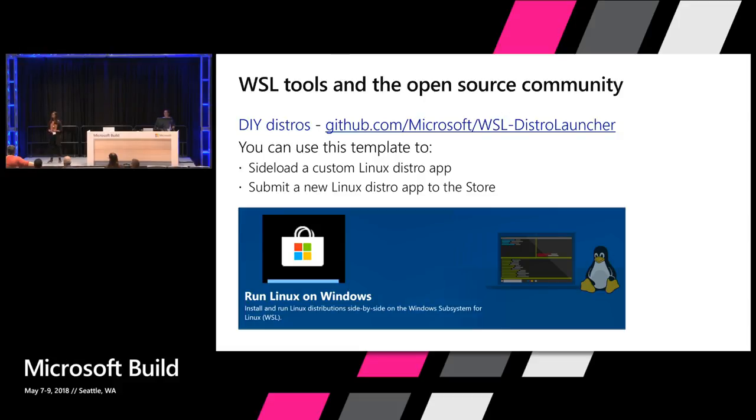With that, if you are a distro owner or maintainer, you can also submit your distro to the Microsoft Store. You can email us. We'll walk you through the process of getting through the store as well. So this is your best path to sideloading a custom distribution. It's all open source. You can fork it, add various distributions. We actually have Alpine that just forked it, and they're working with us to get through the store.